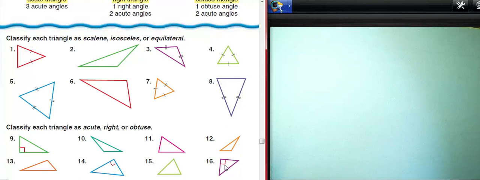Question 16, we have one angle, the measure of it equal 90 degrees, so this triangle will be what? Will be right angle triangle. Okay, so this triangle will be right triangle.